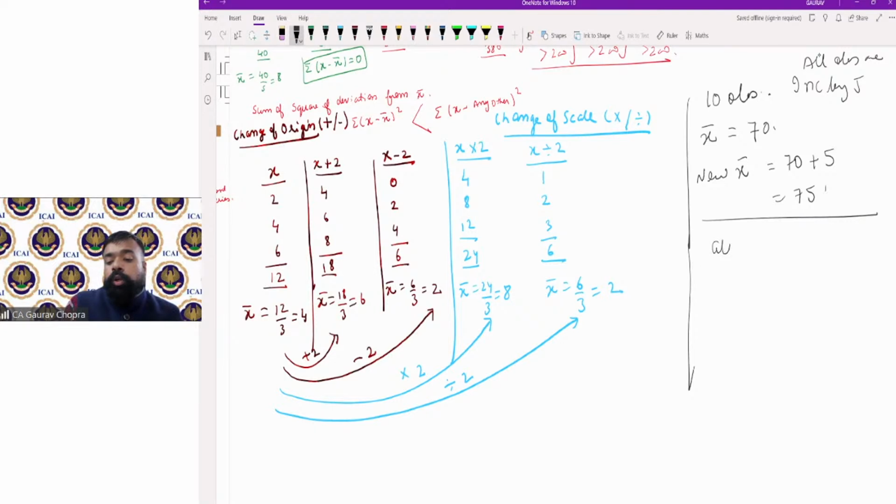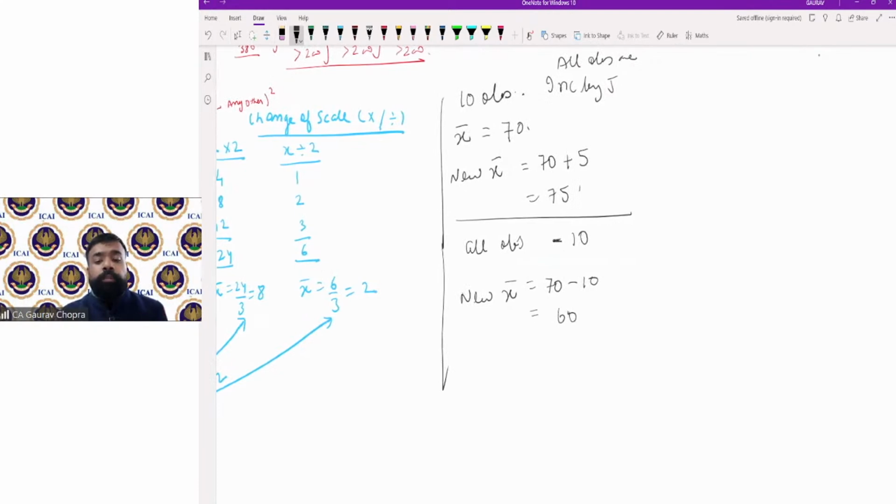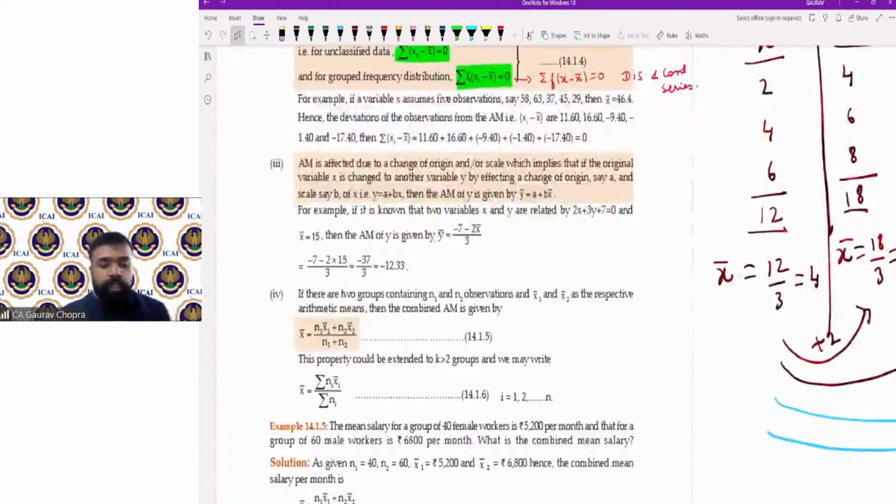In case observations are decreased by 10, so if there is minus 10, then new arithmetic mean will also decrease by 10. So 70 minus 10 will give you 60. So you have to apply this concept directly. No need to solve with complete calculation. All right. Same is for multiply and divide. If all observations are doubled, then arithmetic mean will also get doubled. अगर सारे ऑब्जर्वेशन डबल हो गए तो अर्थमेटिक मीन भी डबल हो जाएगा. इफ ऑल ऑब्जर्वेशंस आर हाफ, मतलब सारे ऑब्जर्वेशन को हमने 2 से डिवाइड कर दिया, अर्थमेटिक मीन भी 2 से डिवाइड हो जाएगा. Alright, so this is the property of change in origin and scale. So I think clear till here, everybody.